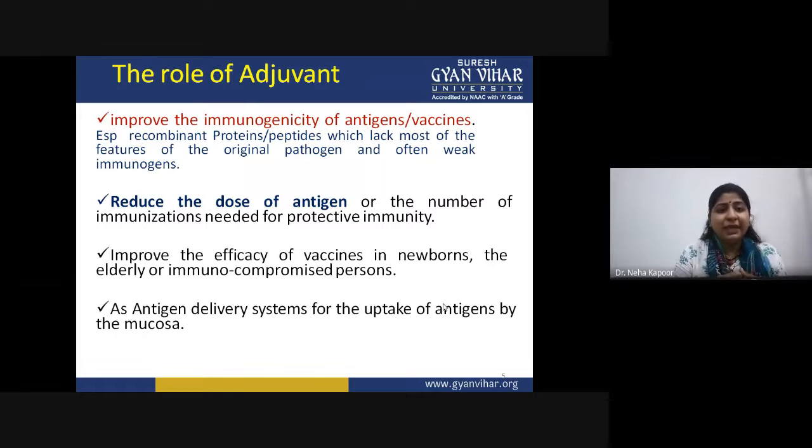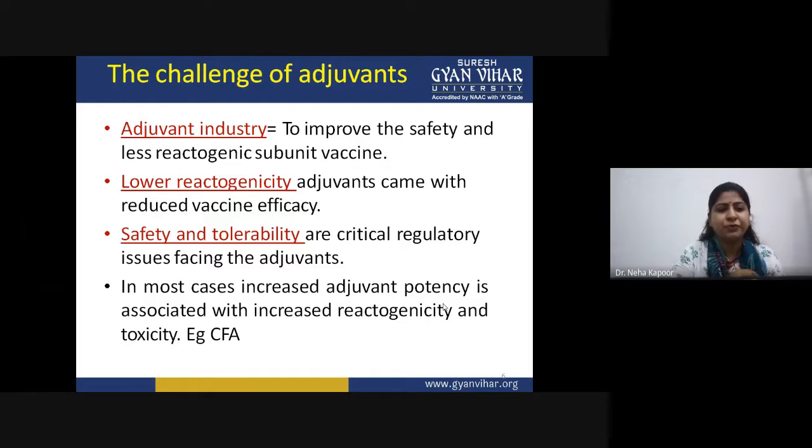It is very important in improving the efficacy of vaccines in newborns, and the elderly and immunocompromised persons are also very safe while they take vaccines containing some adjuvant material. It also plays a major role in antigen delivery systems for the uptake of antigens by the mucosa. In that case also, because of the slow release, it is very easy for the mucosal system to take up the antigen and mount the immune response.